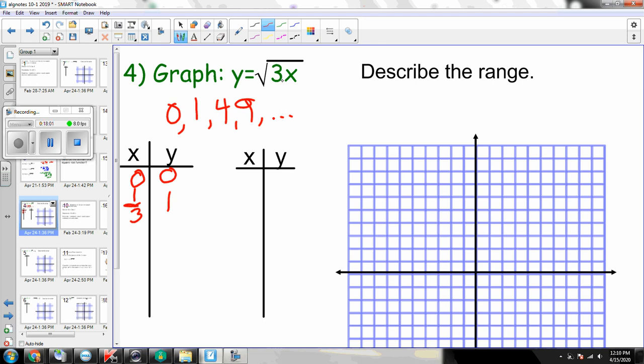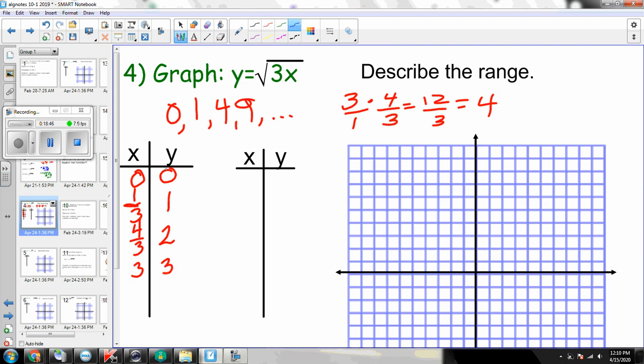If I try to make what's under the radical a 4, so I could take the square root of 4 and get 2, I'm asking myself, 3 times what gives me 4? Well, if I take 3 times 4/3, that would give me 12/3, or 4. So if x is 4/3, when I take 3 times the 4/3, I get 4. The square root of 4 is 2. I could also ask myself, how could I get 9 for the number under the radical? Well, I could let x be 3, because 3 times 3 is 9. Then when I take the square root of 9, I get 3.